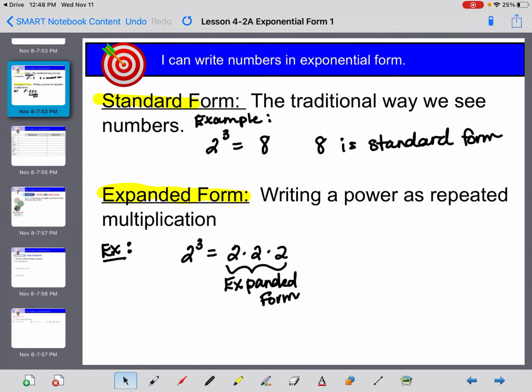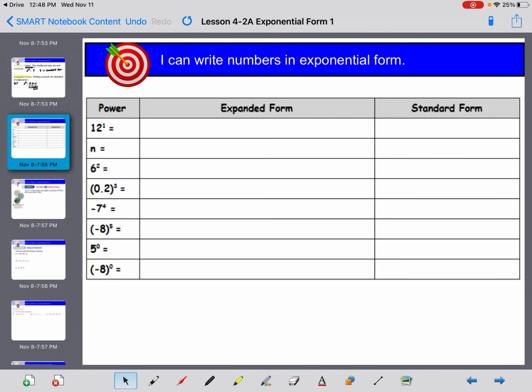Pause the video if you need more time to write that down. Next, you have a chart in your notes. We are going to review each of these powers. We're going to write the expanded form and the standard form.